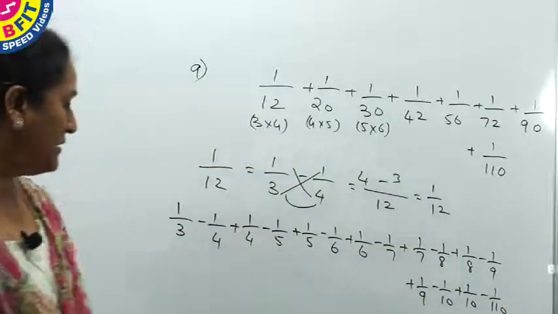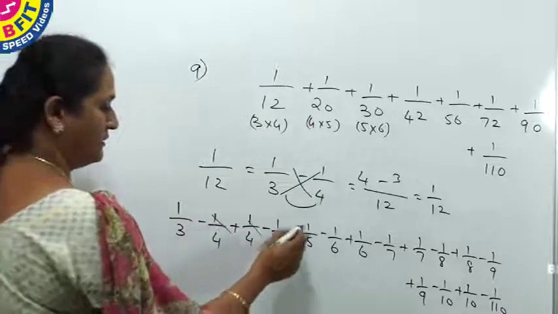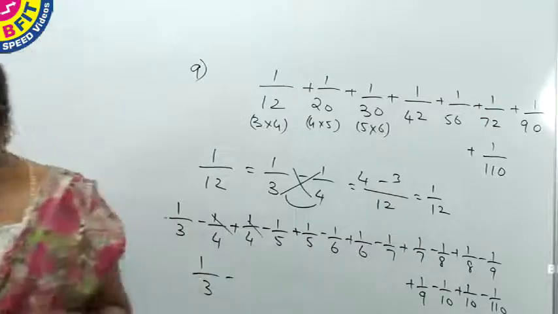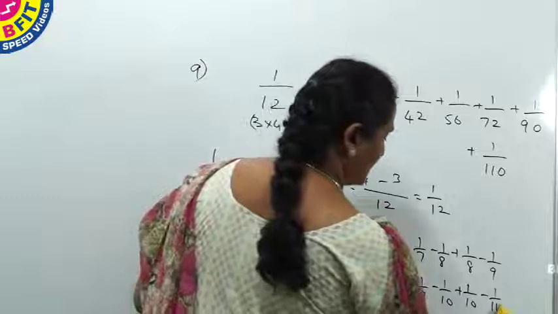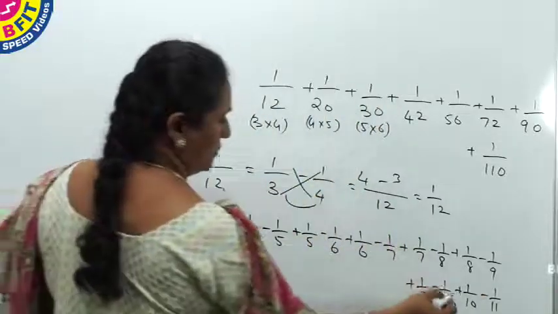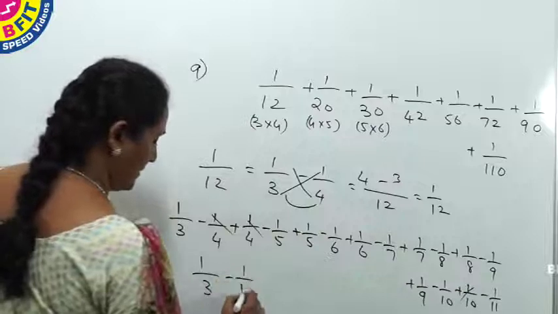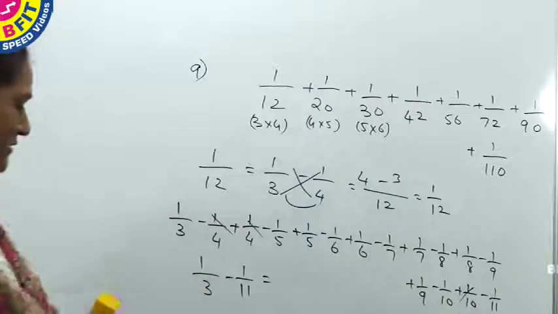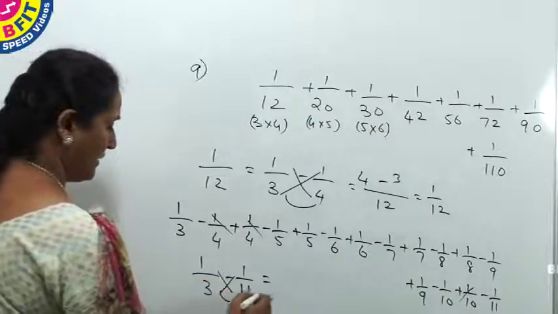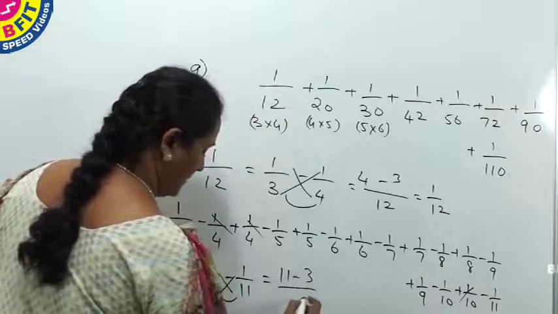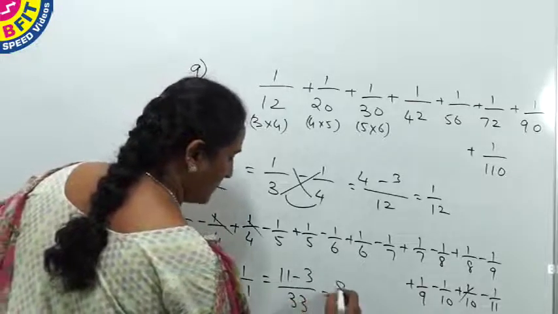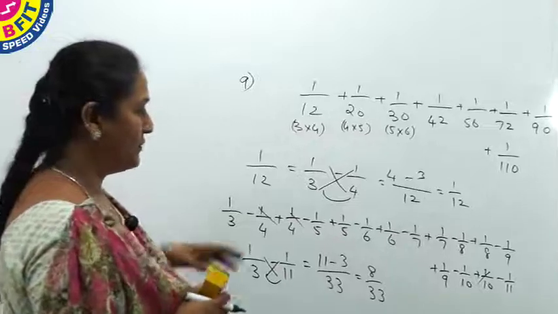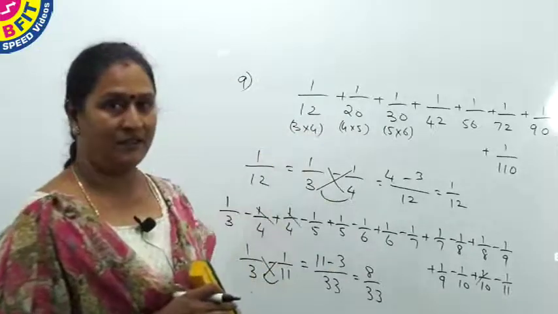So in this continued addition, all these terms get cancelled and we are left with 1 by 3 minus 1 by 11. The last term is 1 by 10 minus 1 by 11. All the fractions get cancelled except 1 by 3 and 1 by 11. Now just this difference will give you the sum of all these fractions. So it is 11 minus 3 by 11 into 3, that is 33, or 8 by 33. So the sum of these fractions is 8 by 33.